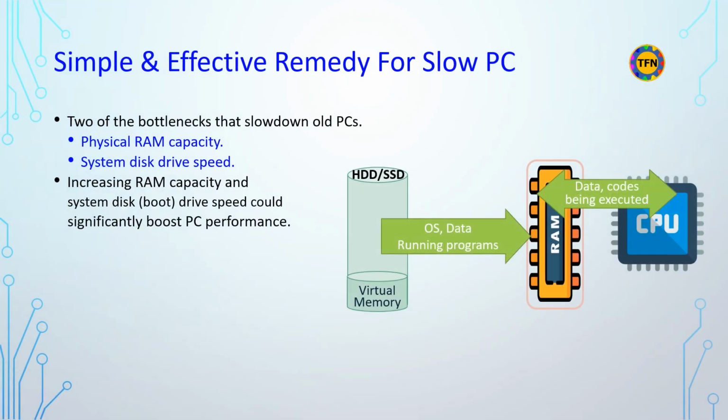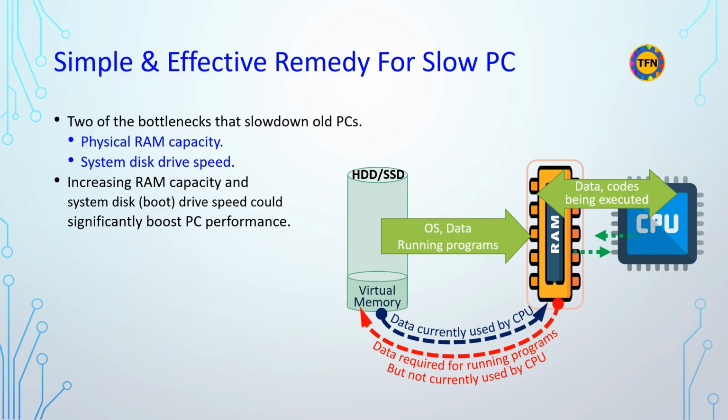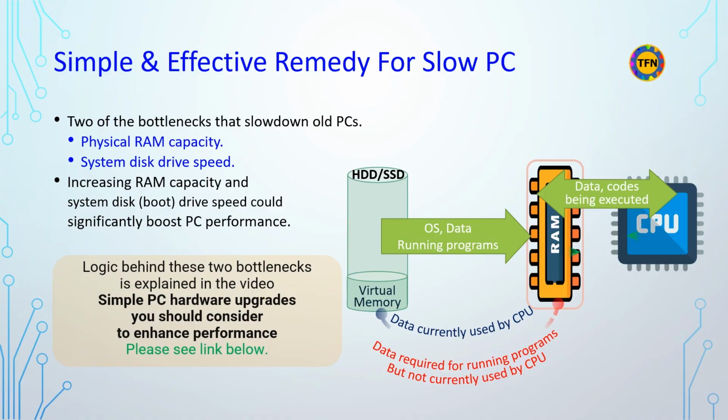If a laptop or desktop PC is slow, then two of the main possibilities are low RAM capacity and slow boot disk drive. Increasing RAM capacity and boot drive speed could significantly boost PC performance. The logic behind these two bottlenecks is explained in the video. Simple PC hardware upgrades you should consider to enhance performance, whose link is given in the description below.